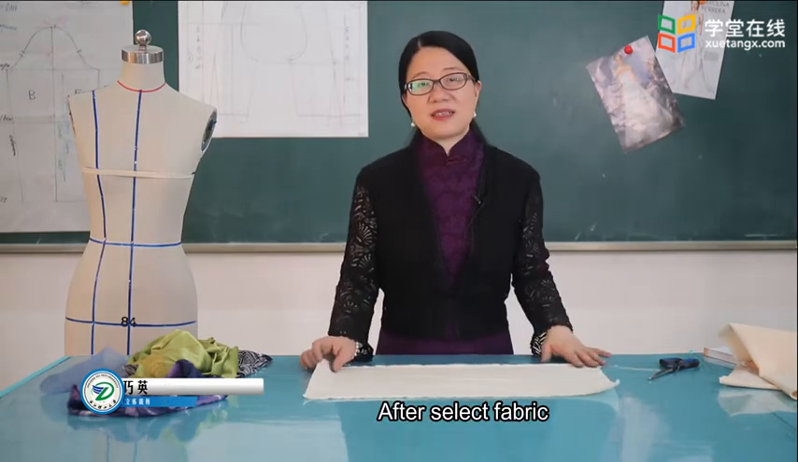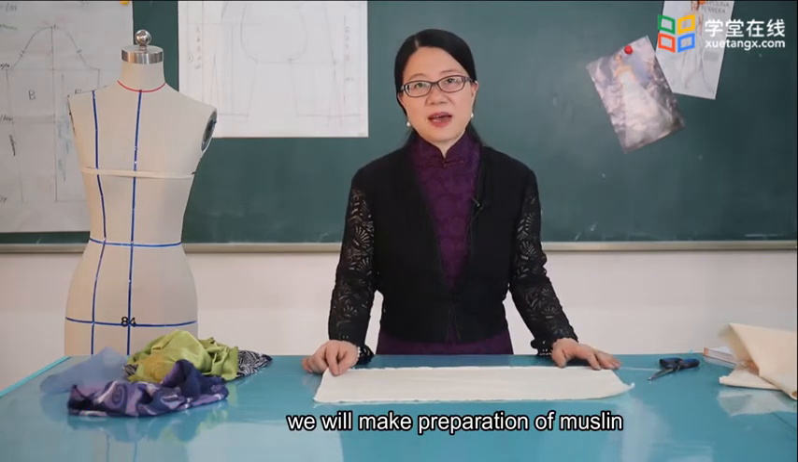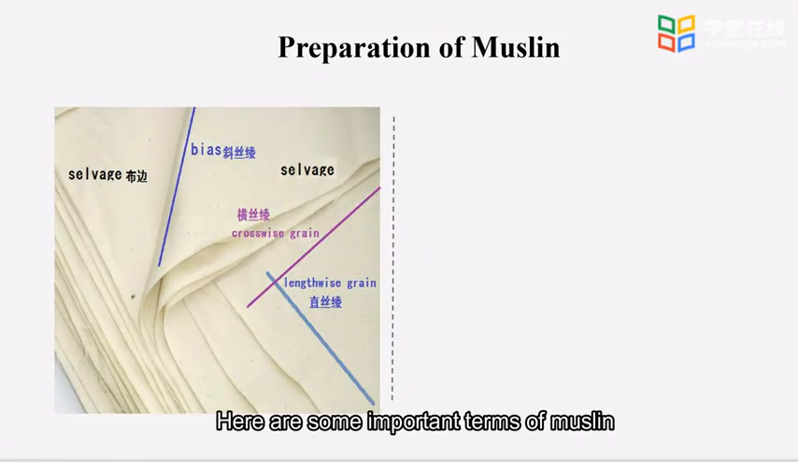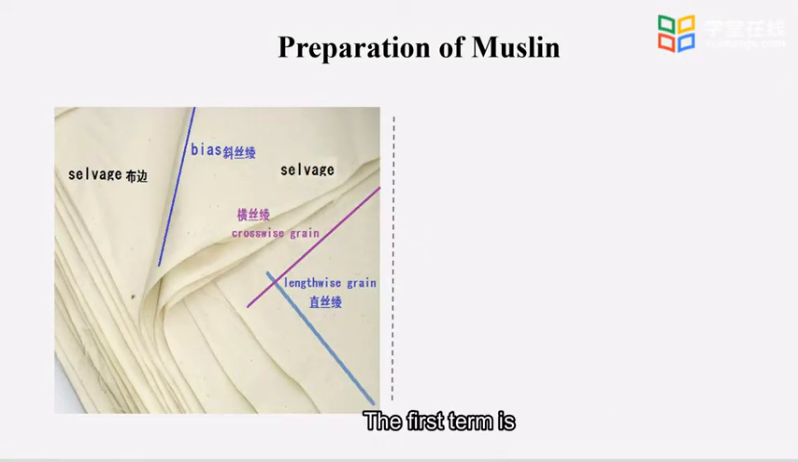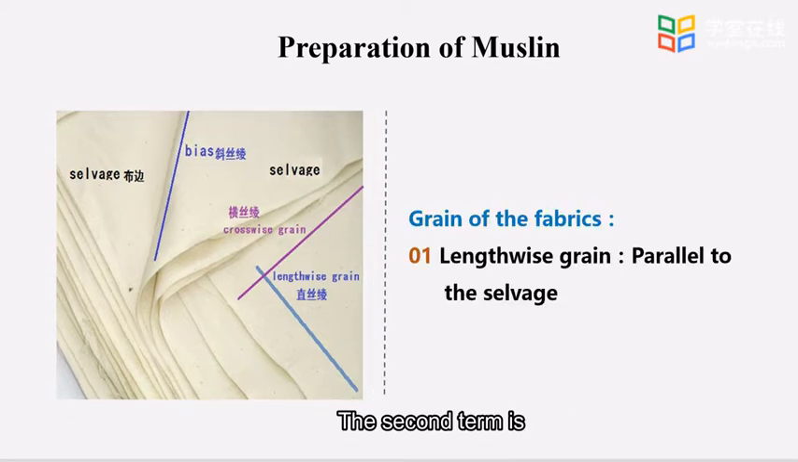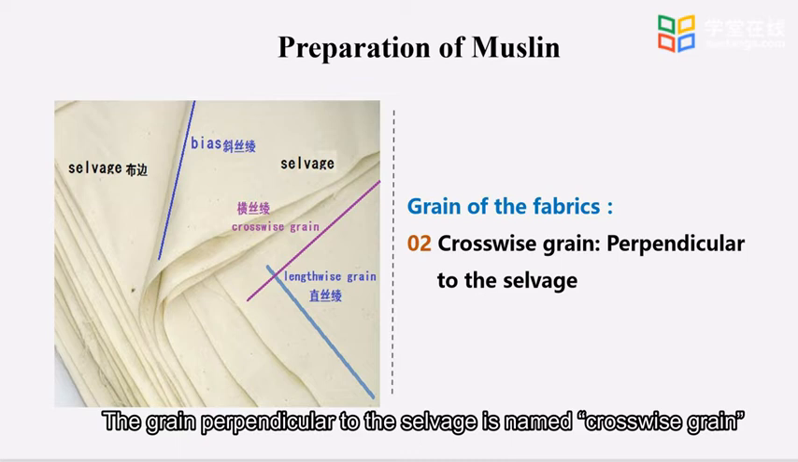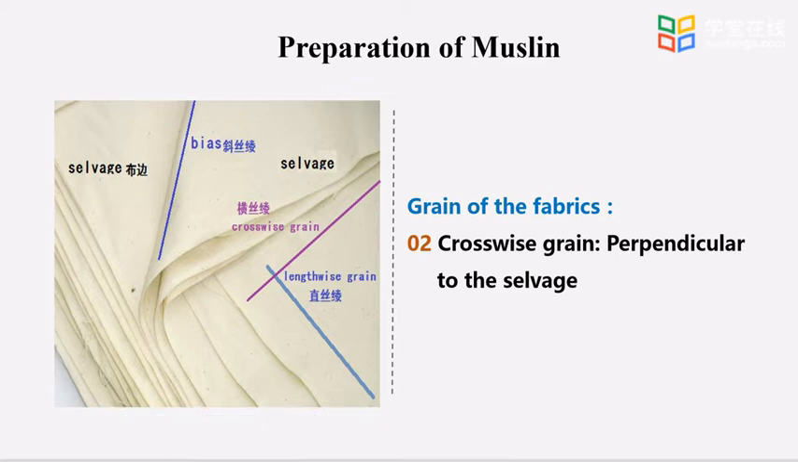After selecting fabric, we will make preparation of muslin. Here are some important terms of muslin. The first term is selvage, which is the edge of muslin. The second term is lengthwise grain, which is the grain parallel to the selvage. The grain perpendicular to the selvage is named crosswise grain.